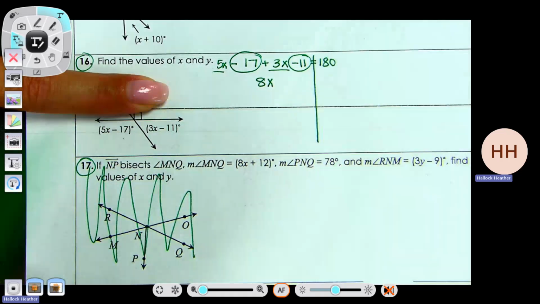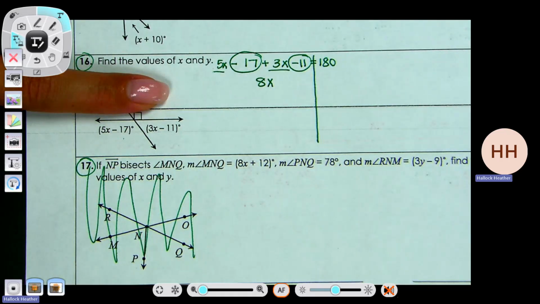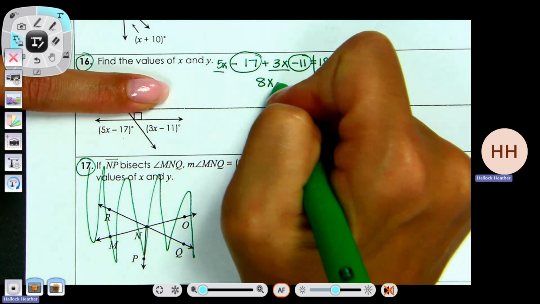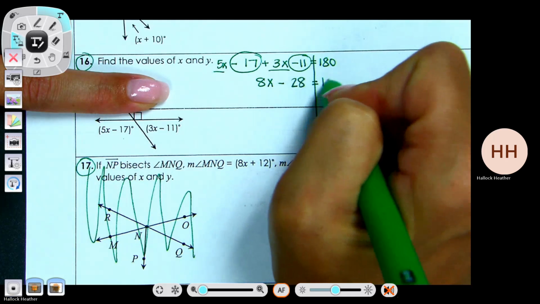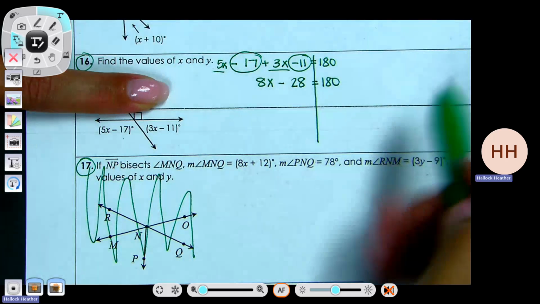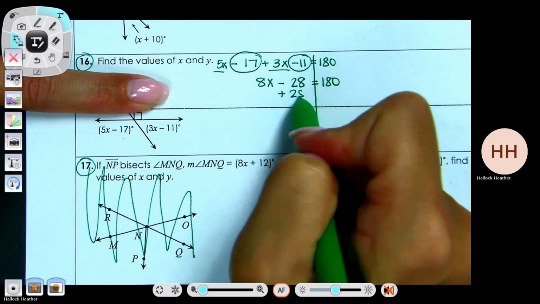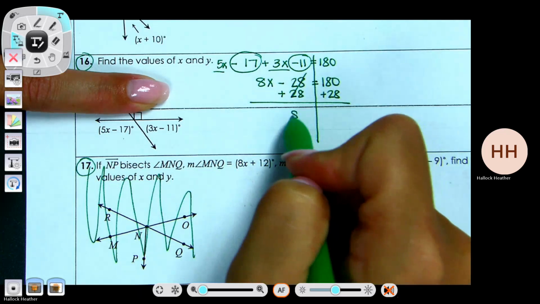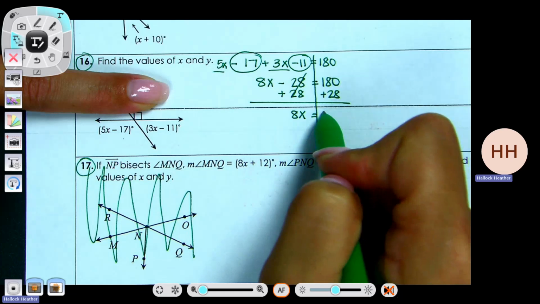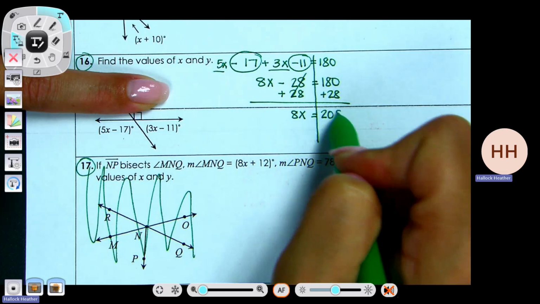Good. Negative 17 and negative 11. A lot of people will bring down a 6 because they're like 17 minus 11 of x. You got to put them together. They're both negative, so minus 28. So add 28. So 8x equals 208.